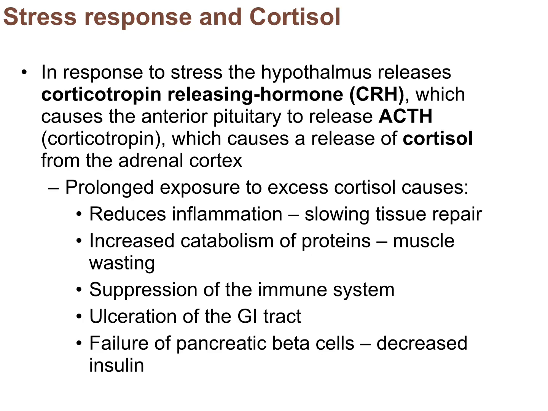It's a catabolic hormone, so it's going to increase catabolism of proteins and cause some muscle wasting, suppression of the immune system, ulceration of the GI tract, and it can even cause failure of pancreatic beta cells. Now, the beta cells in the pancreas are the ones that secrete insulin, so when it causes those cells to fail, it can lead to type 2 diabetes. Again, this is if it's long-term.